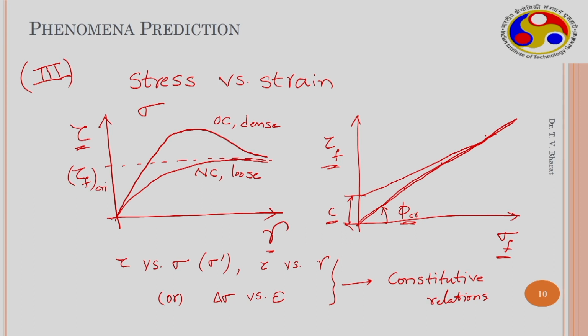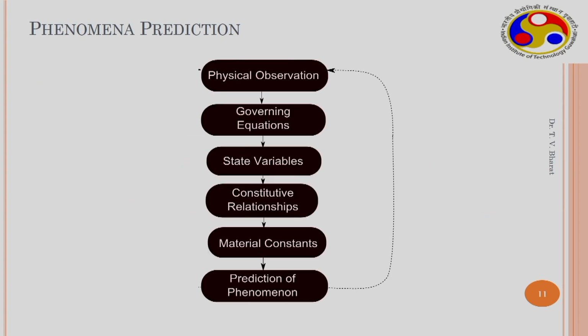So therefore, for the phenomena prediction, you require first a physical observation. For example, in case of consolidation, this is settlement versus time, and you have governing equations which are derived from the physical laws. Here it is mass conservation. This is for the consolidation problem.